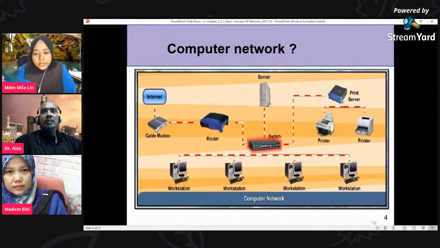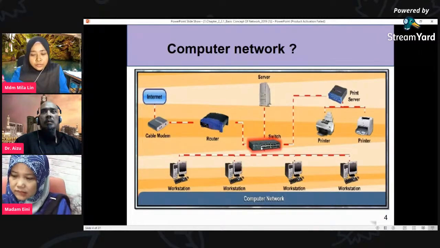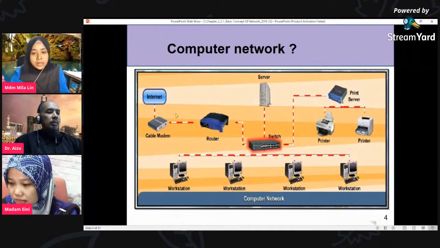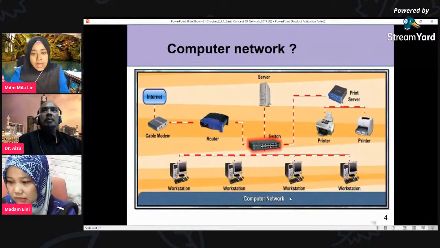Okay, what is a computer network? Okay, refer to the slide. There is a basic of how the computer network is set up. Okay, which is we have a workstation, and all the workstations connect to the switch, and from the switch we connect to the server, or from the switch go to the router, cable modem, and internet. So this is the basic of how we connect all the devices in network form.